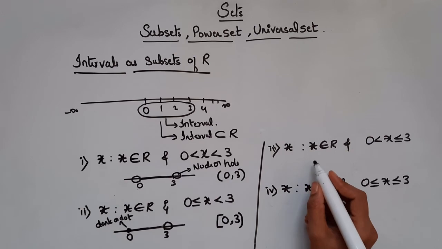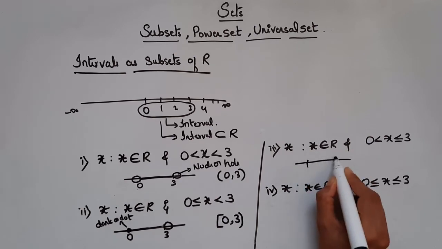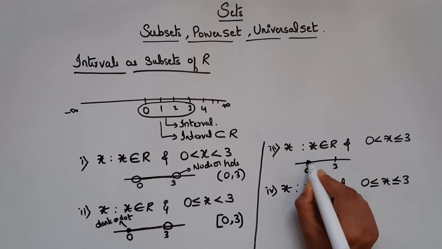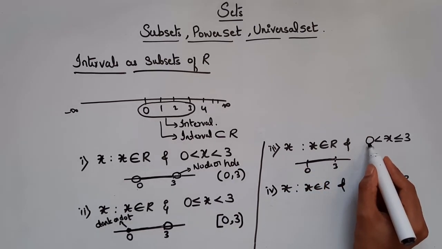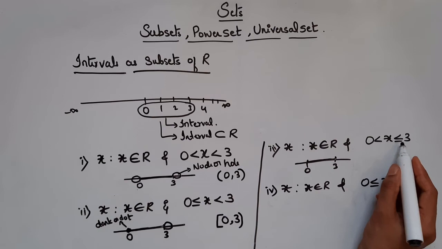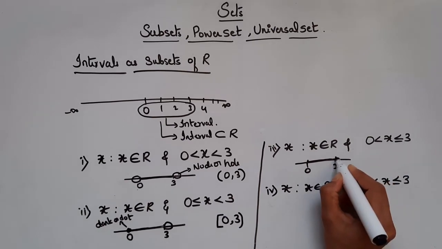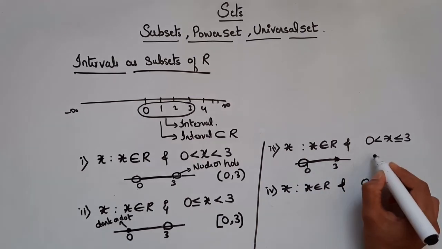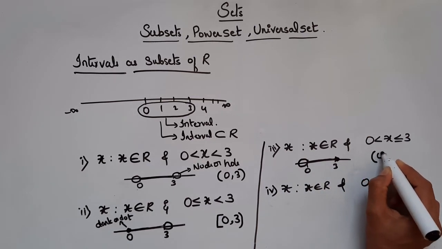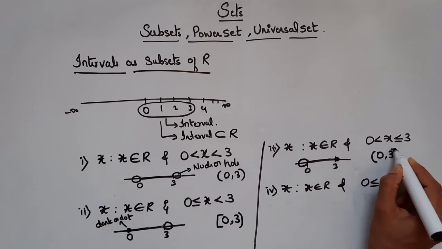Let's move on to the third one. In this case, from 0 to 3, we have to highlight this portion 0 to 3. Here 0 is not included and 3 is included. If 3 is included, we will make a dot here, and 0 is not included, so we will make a node. So how do you write this? 0 is not included, so we have a curved bracket like this, and 3 is included, so we have a square bracket.